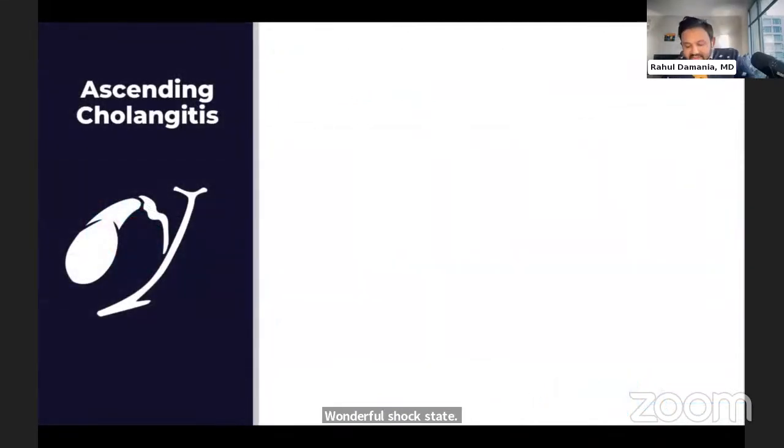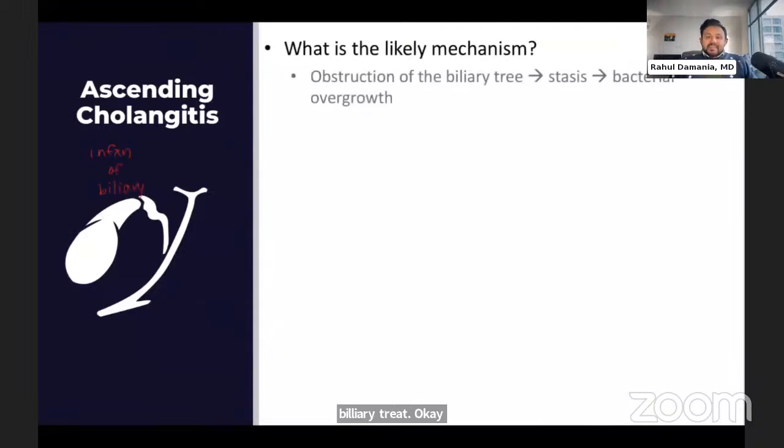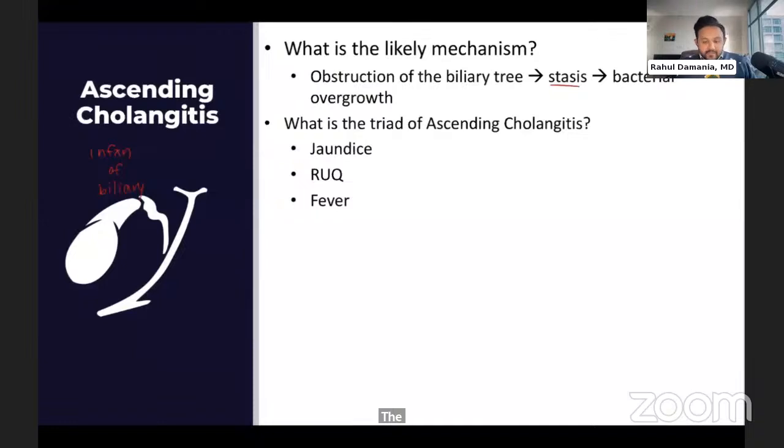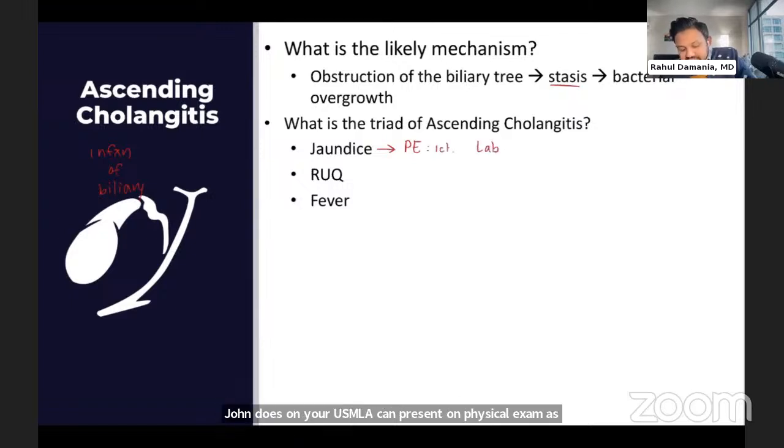So remember that ascending cholangitis, also known as acute cholangitis, it's different than primary sclerosing cholangitis. Primary sclerosing cholangitis is going to be the onion skinning. So ascending cholangitis is the infection of the biliary tree. Okay. So the mechanism here is you get obstruction of the biliary tree that leads to stasis and then bacterial overgrowth. The triad of ascending cholangitis is jaundice, right upper quadrant pain, and fever. Jaundice on your USMLE can present on physical exam as scleral icterus, or in labs, it can present as increase in total bilirubin.